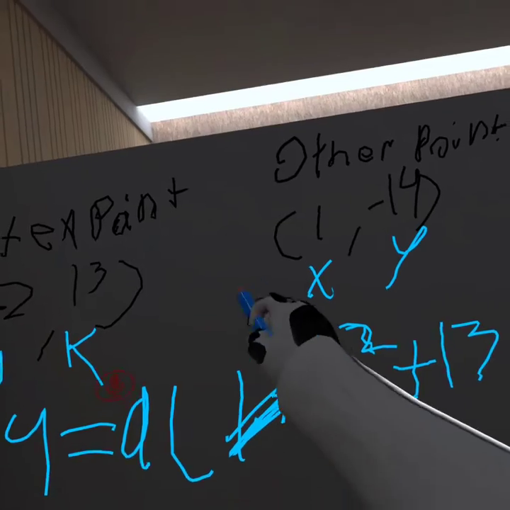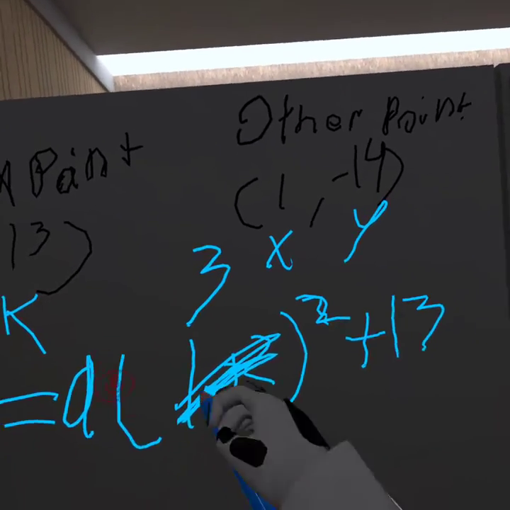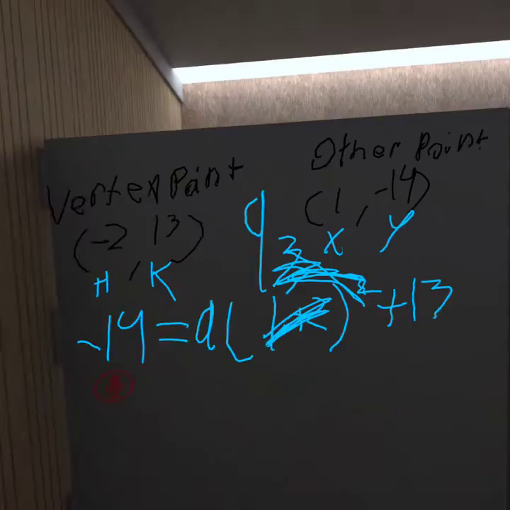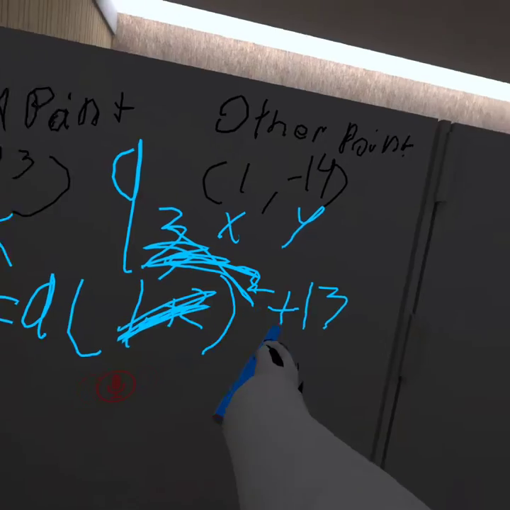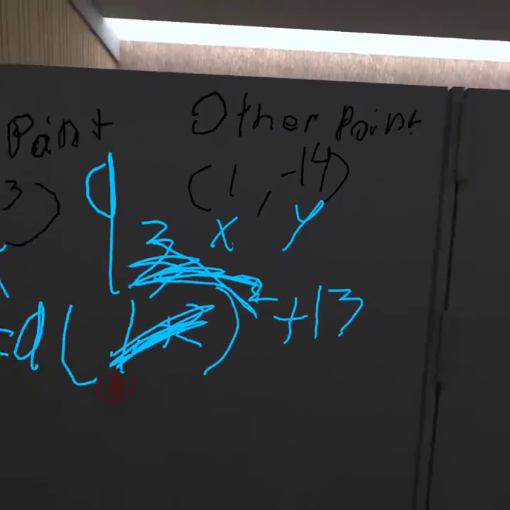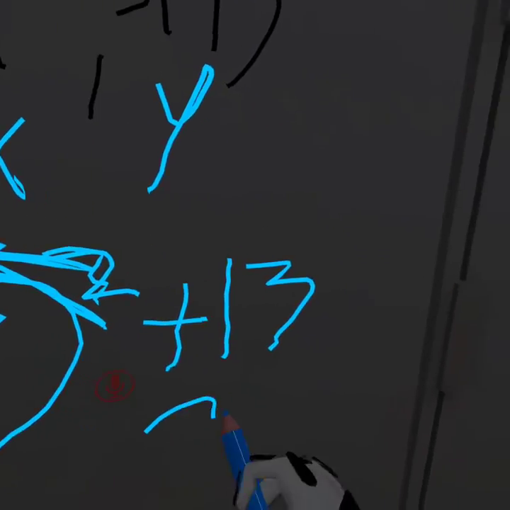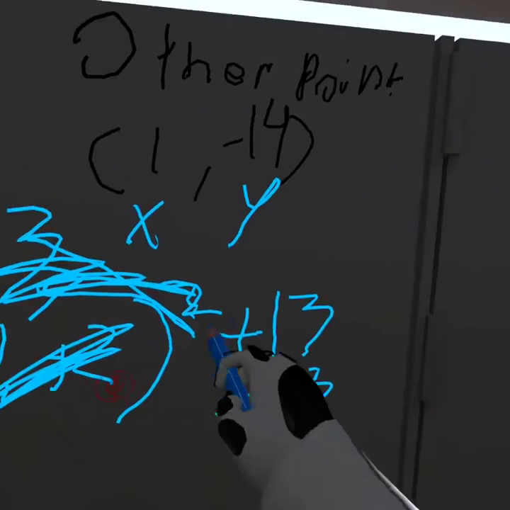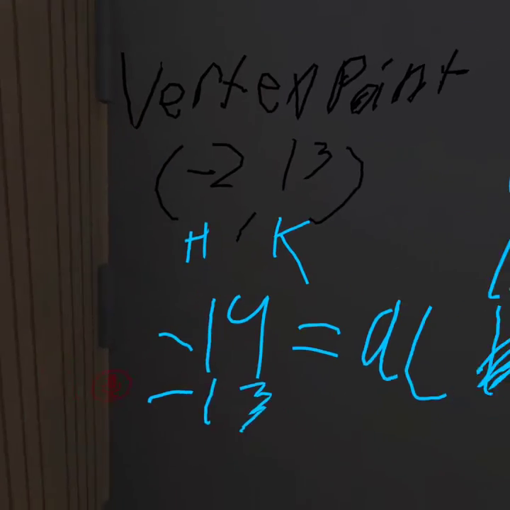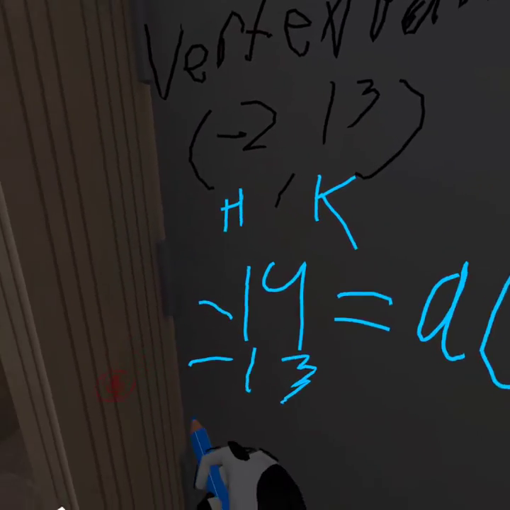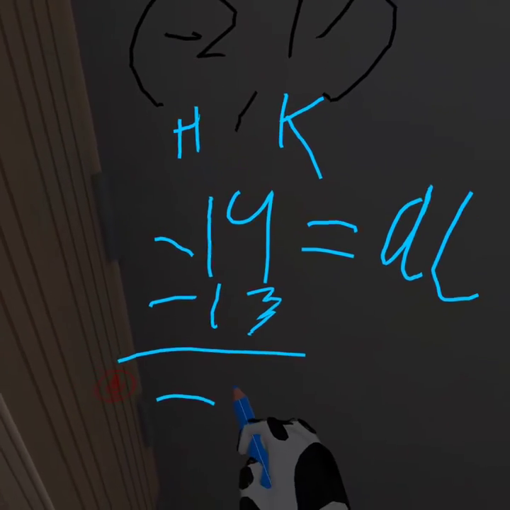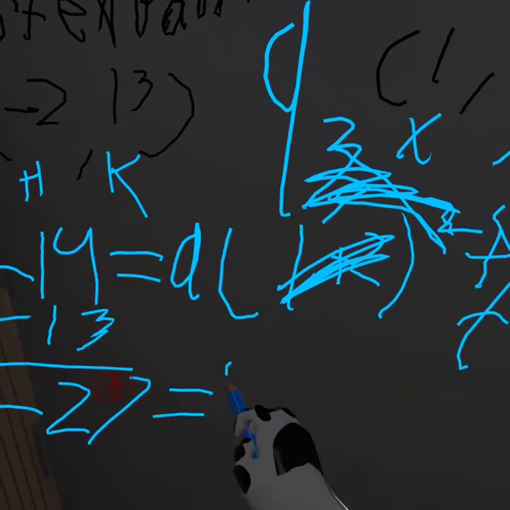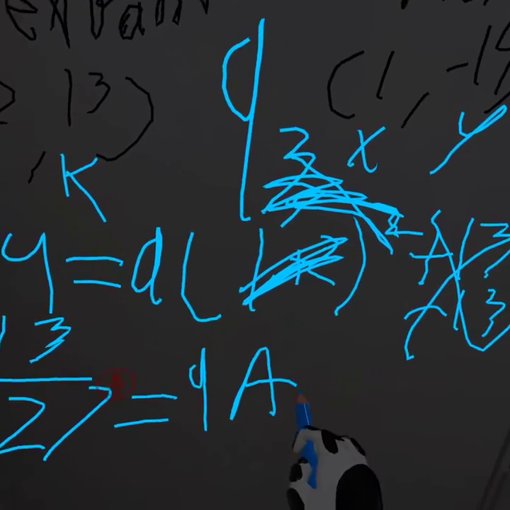That is 3. 3 squared? 9. So we got 9a now due to PEMDAS, and we can't do anything with the 13 and the 9a, so we just have to move it to the other side. So subtract 13 from this side, and we have to subtract 13 from this side as well. These two cross each other out, but these two add up to negative 27. What is negative 27? Negative 27 is equal to 9a.